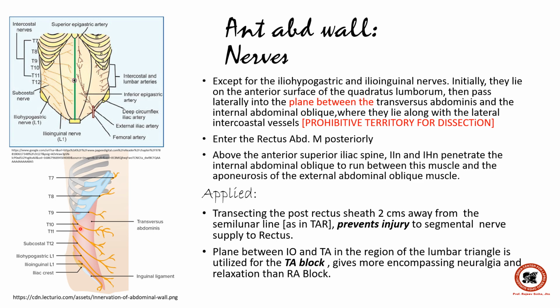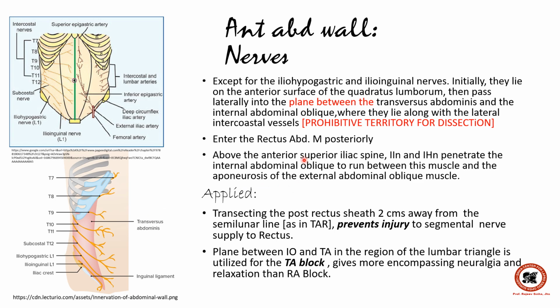So this is the plane, the plane in between the internal oblique and the transversus abdominis, and that is the prohibitive territory for dissection. Please do not dissect in between the transversus abdominis and the internal oblique muscle. And these nerves then enter the rectus abdominis muscle from its undersurface or the posterior part.